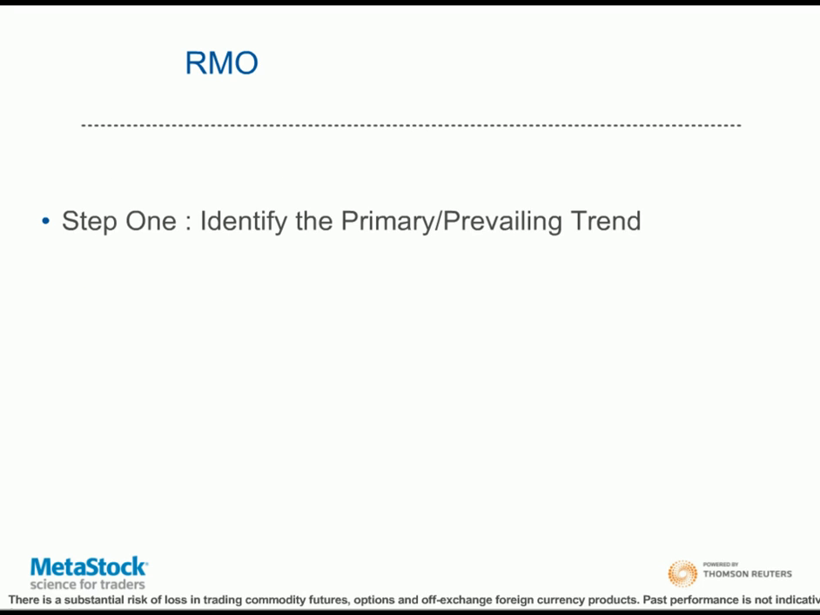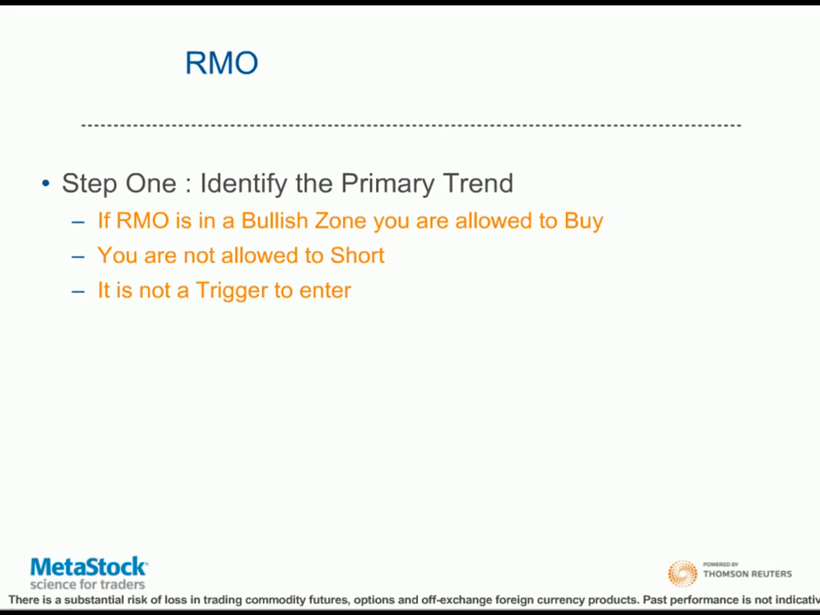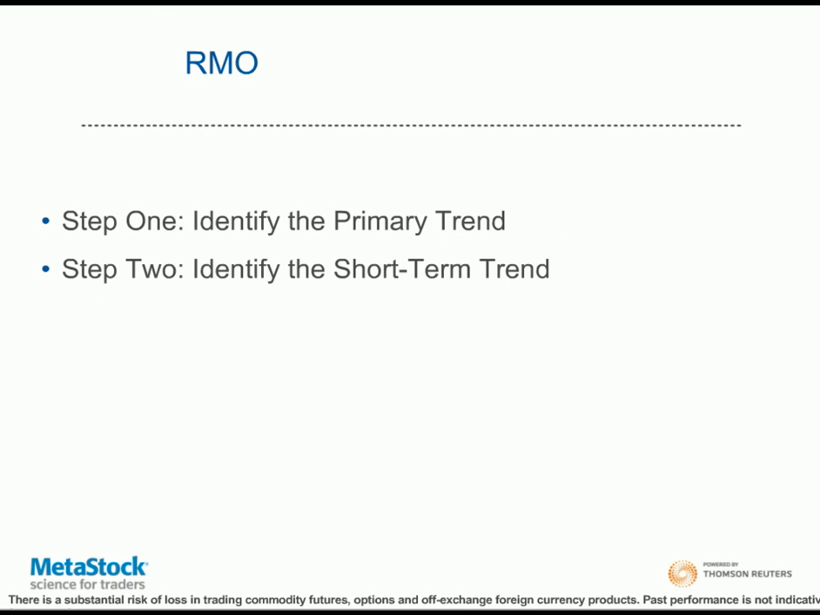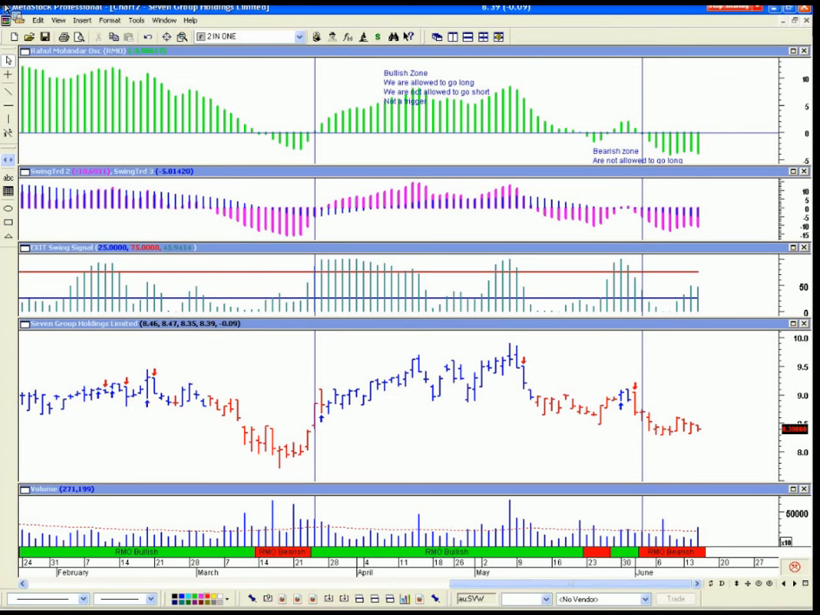Okay. All right. Cool. Let's go ahead and go to step number two. So I'm going to switch back into the presentation. Again, just to recap, if you're in a bullish zone, you're allowed to buy. You're not allowed to sell short, and it's not a trigger to enter. Step two, we're going to identify the shorter-term trend, or the short-term trend in the stock, okay?